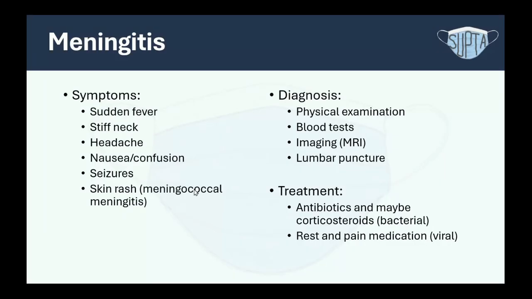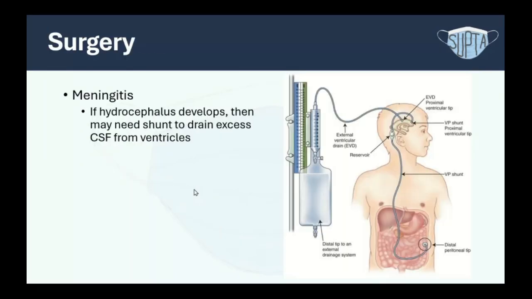So surgery. Meningitis in itself, you probably won't have any kind of surgical procedure related to it, but you can get hydrocephalus, which is an excess of CSF in the ventricles. Ventricles are an internal structure where the CSF is stored. So if you get a lot of CSF buildup there due to meningitis, then you get hydrocephalus, and with that, you'll need to get a shunt.